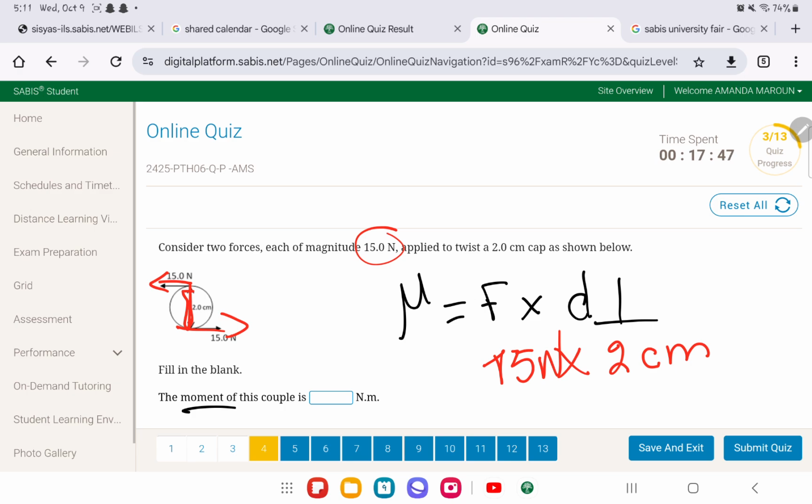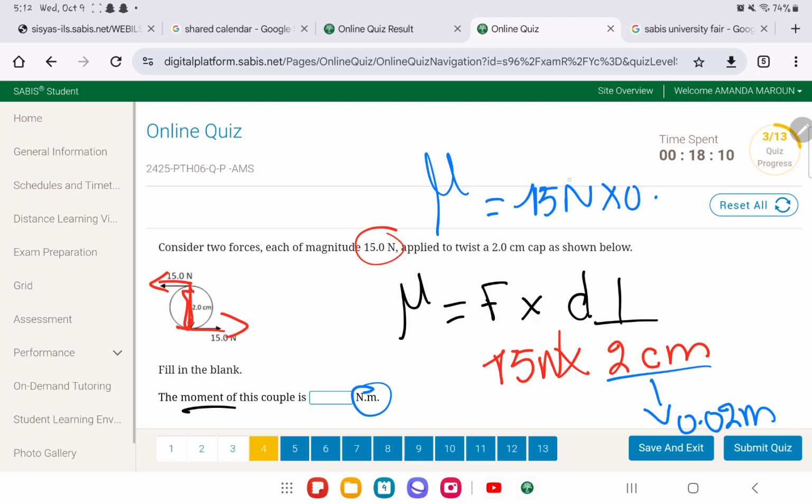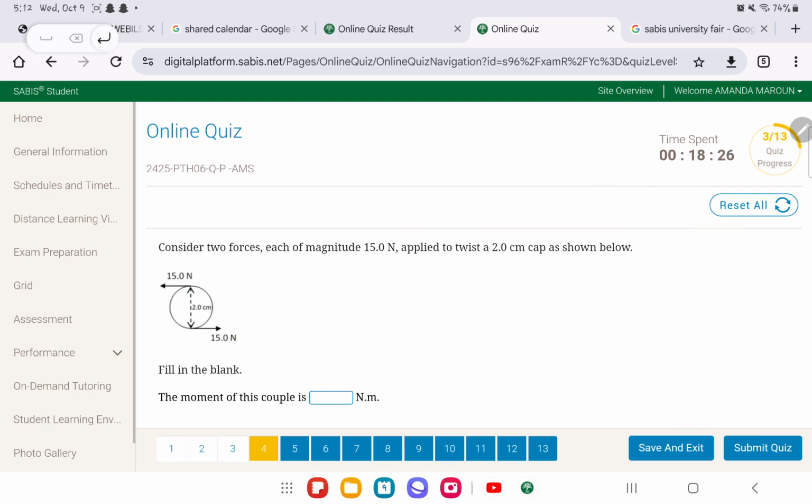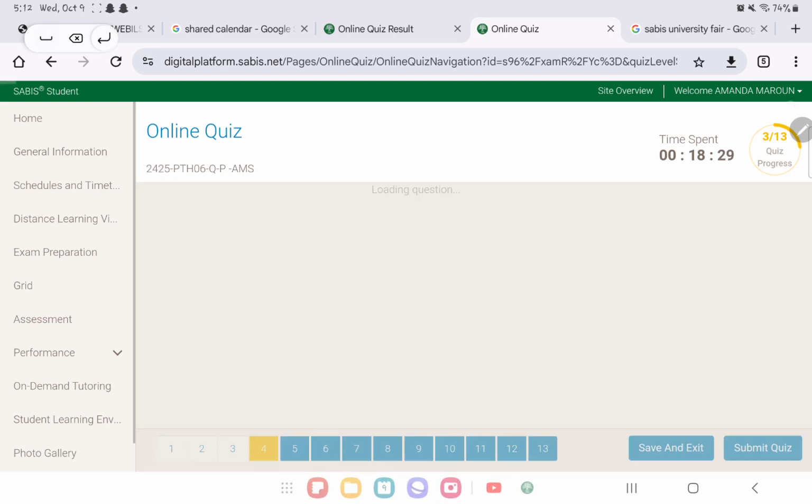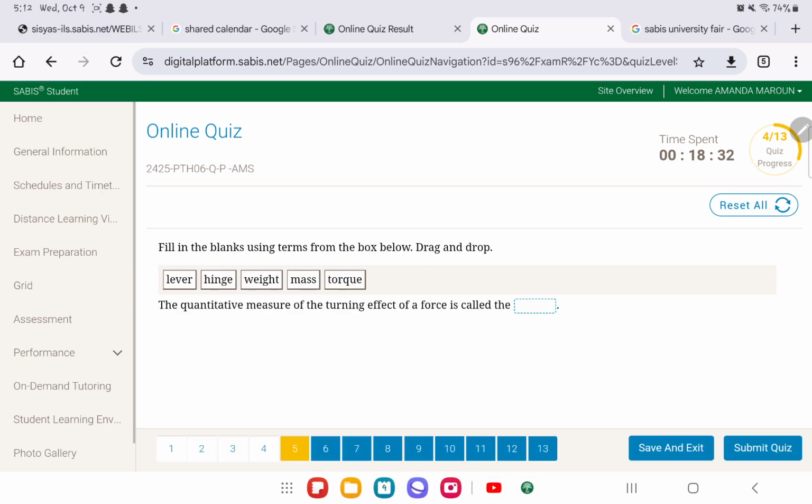No, this is why we have to pay attention in the exam. They asked us in newton meters. So that means we have to change the 2 centimeters into meters. We divide it by 100, and it becomes 0.02 meters. So now our moment is equal to 15 newtons times 0.02 meters. Consequently we get 0.3 newton meters, and this is the moment of this couple.